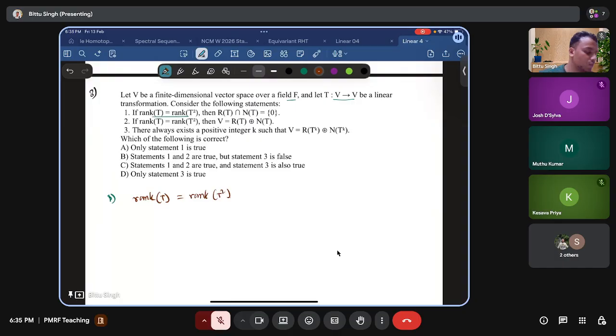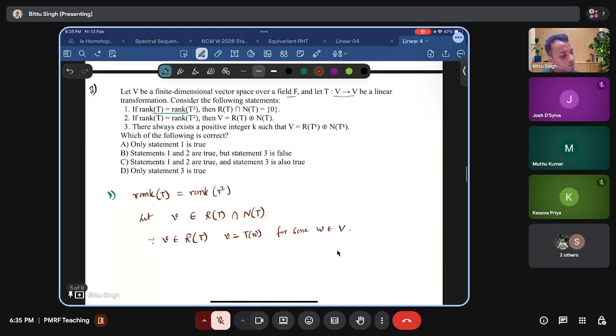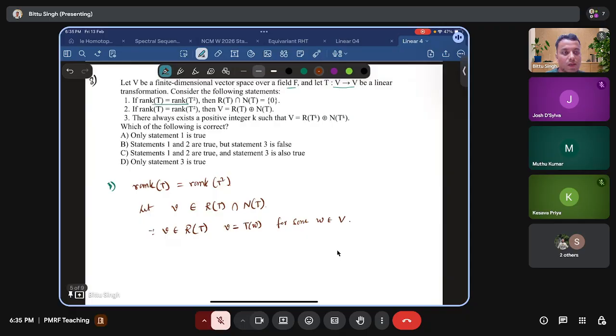So if the range and null space have a non-trivial intersection, then assume V belongs to this range T intersection null space of T. Now since V belongs to range T, V can be written as TW for some W belonging to the vector space V. Okay, so let us see what kind of contradiction we are getting because of this.